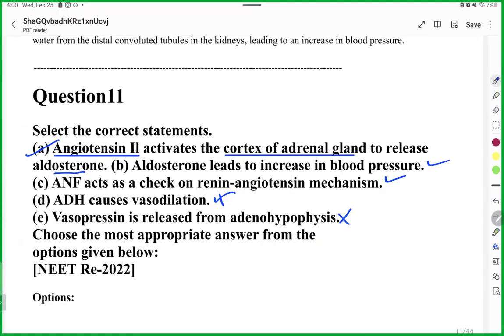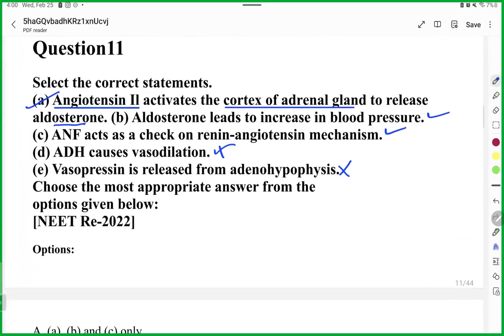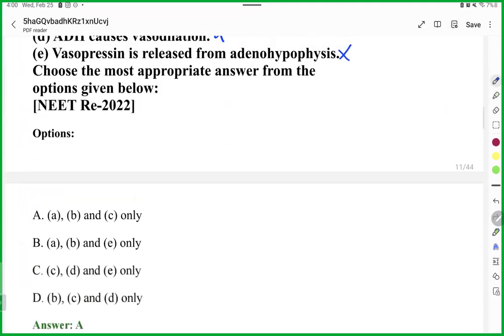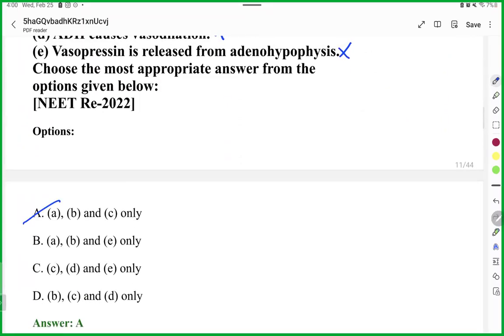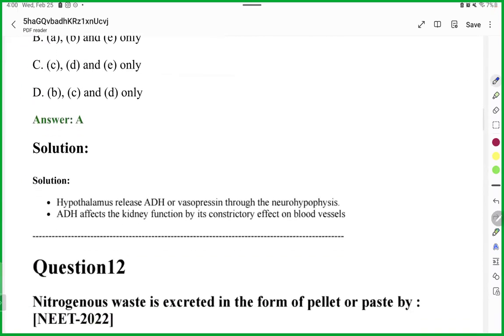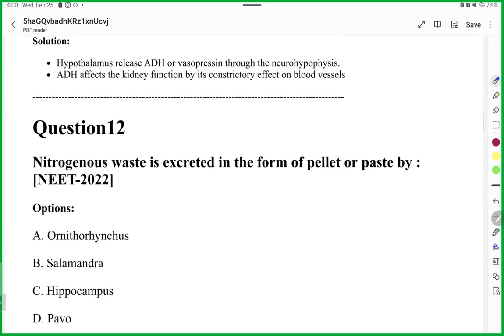So vasopressin, correct statement ABC. Got it, guys? Next, Jordan.